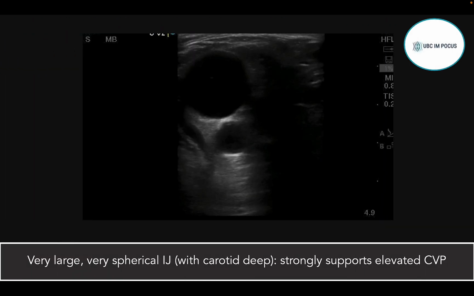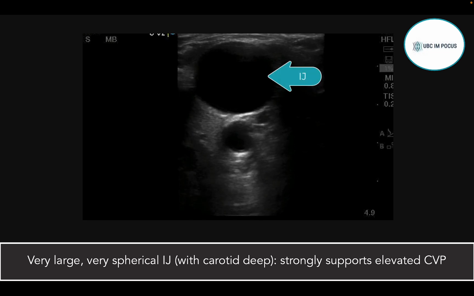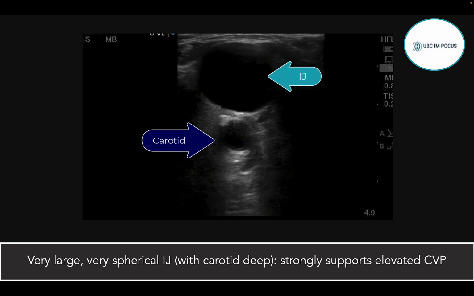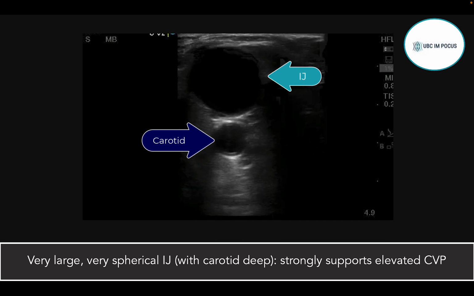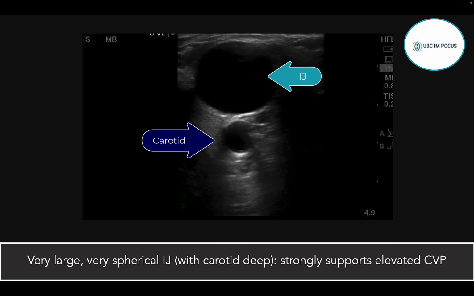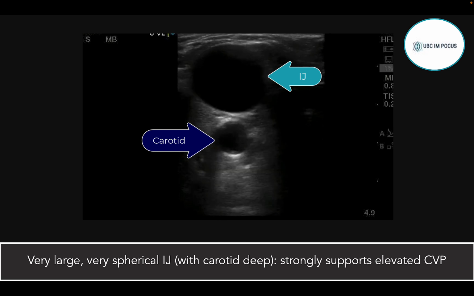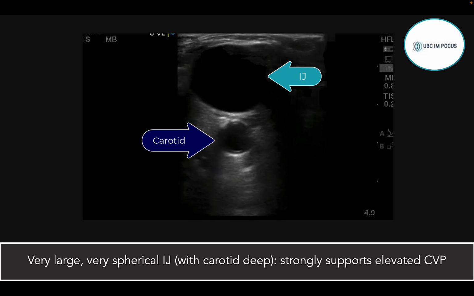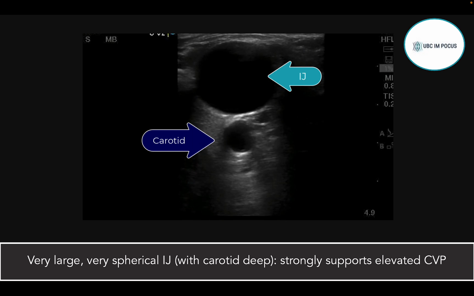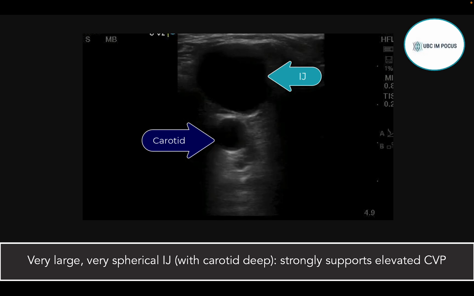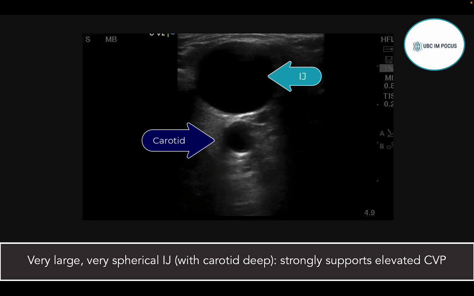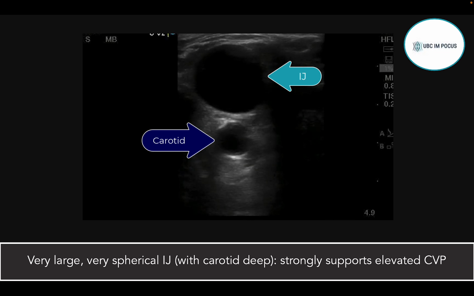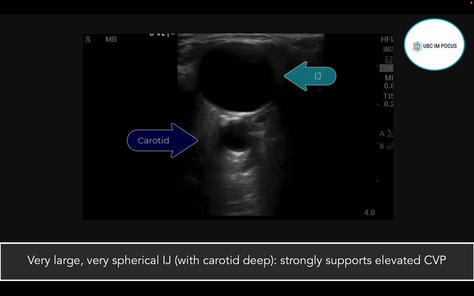This would be an example of an IJ that really supports an elevated CVP. We can also talk about IJ size in addition to just the point of collapse. When the IJ is clearly much larger than the carotid and is very round, those factors also really support an elevated CVP. If this patient was lying down, the next step would be to sit them all the way up and see if I can find the point of IJ collapse with them sitting up. But certainly this initial image, regardless of their position, is strongly supportive of a very high CVP.